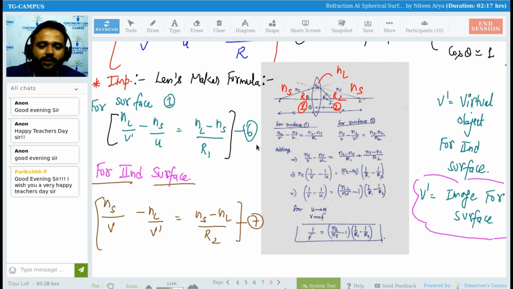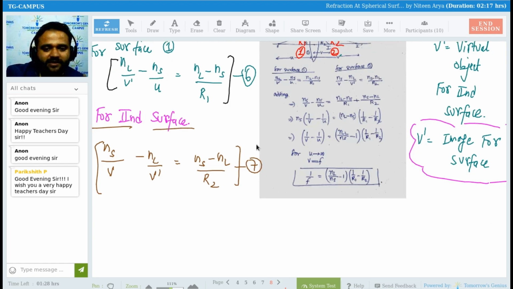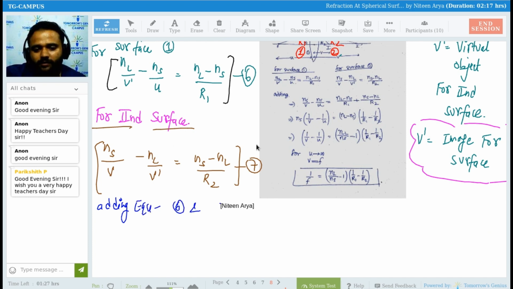Now adding both the equations, this equation and this equation. As you can see, this is NL positive, this is NL negative, divided by V prime, divided by V prime. So if I add both the equations, what do I get? NS divided by V minus NS divided by U. Is this clear, everyone? So adding equations 6 and 7, we get equation number 8.